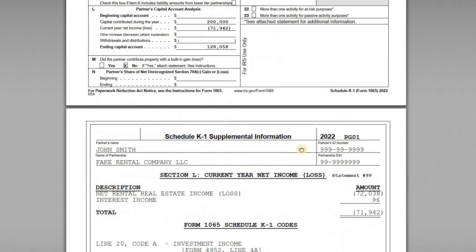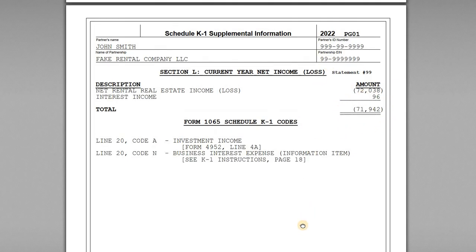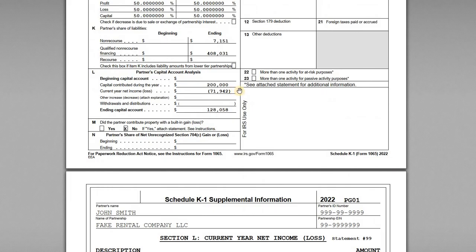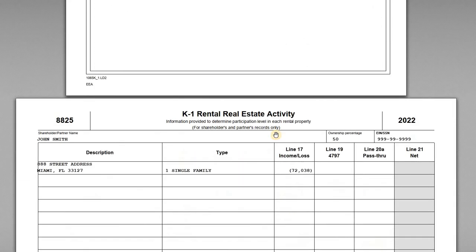All right, so let's move on to the supplemental information. This software generates for us quite nicely some additional information or notes on what the items are. So again, there's his allocation of the loss, the interest income. The total current year net income or loss is $71,942. That's what John sees here in his item L reconciliation.